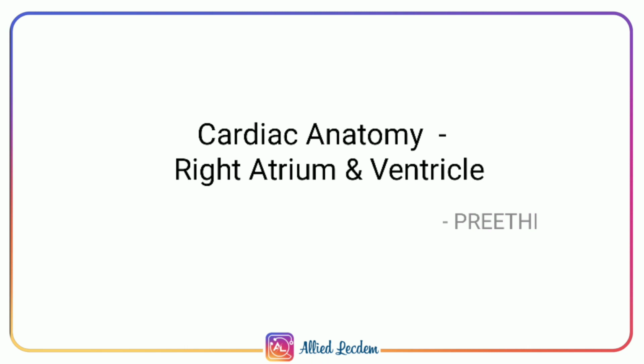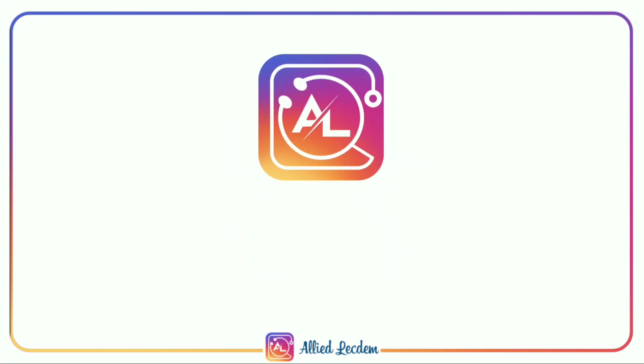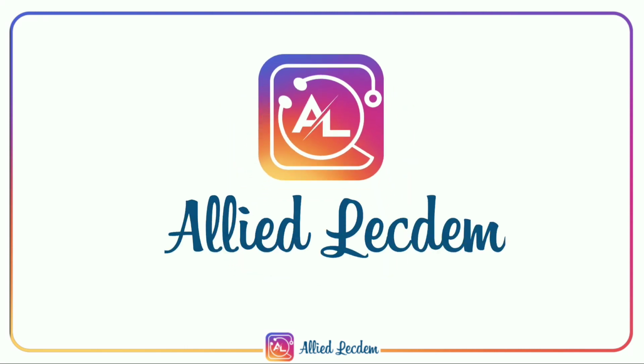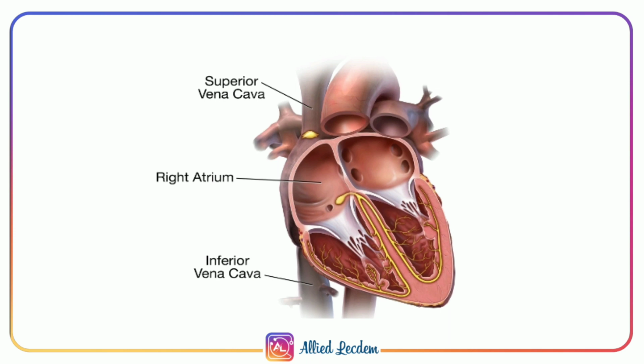Today's topic is about the right-sided anatomy of the heart. Normally, the heart comprises four chambers, two atria and two ventricles. Each set of atrium and ventricle divides the heart into right and left heart, where the right-sided heart receives deoxygenated blood from the body and the left-sided heart receives oxygenated blood and supplies it to the body.